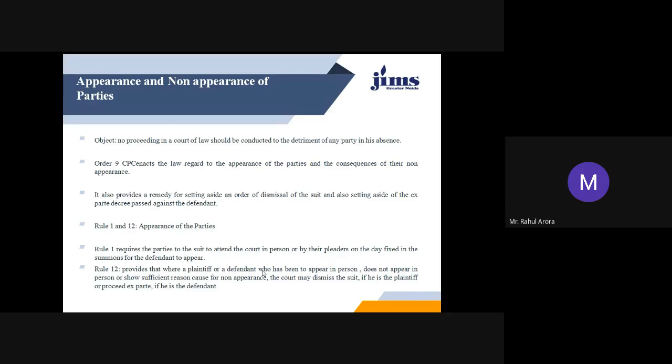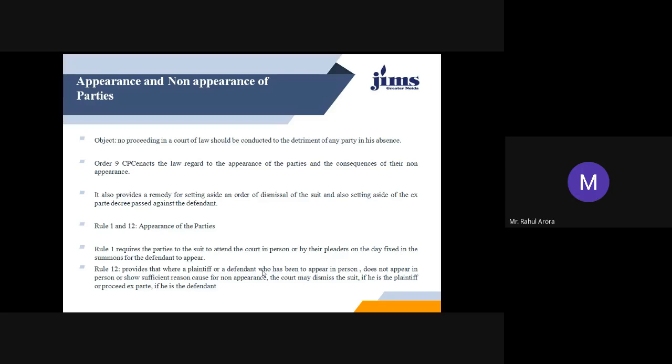Order 9 CPC enacts the law regarding the appearance of the parties and the consequences of their non-appearance. It also provides a remedy for setting aside an order of dismissal of the suit, and also setting aside of the decree passed against the defendant.